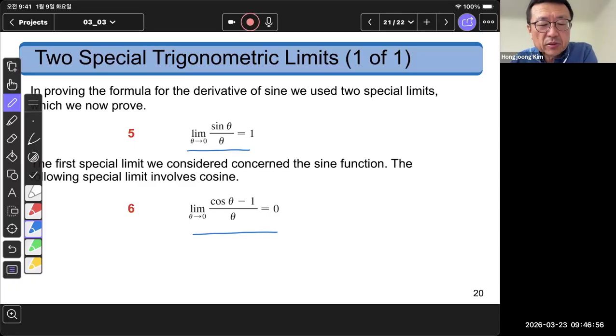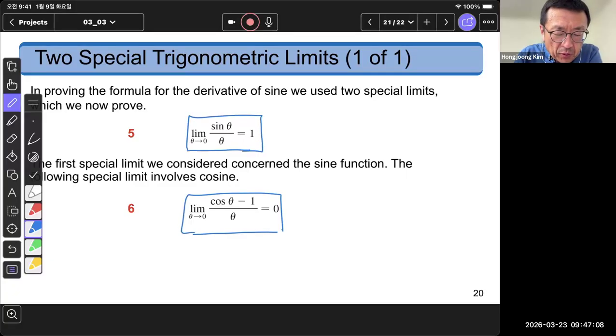That does not mean these two are not important. They are very important formulas. Very important. So you need to memorize this, especially formula 5 is very important. The limit of sine theta over theta is 1, not 0, not minus 1, not infinity, but 1. This is a very important result. Good. What does that mean? The limit of sine theta over theta is 1.